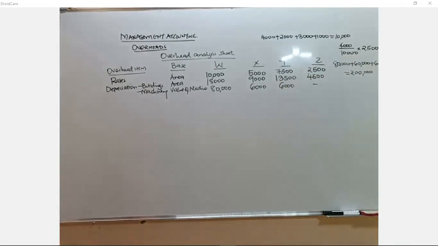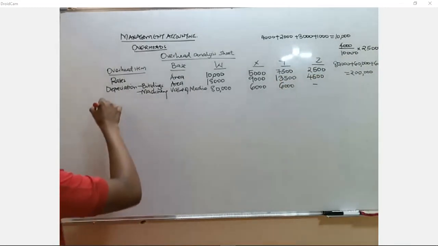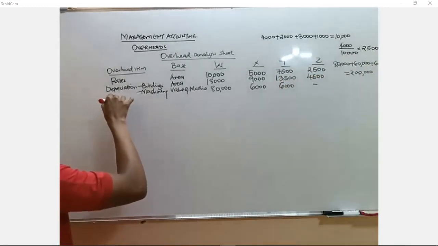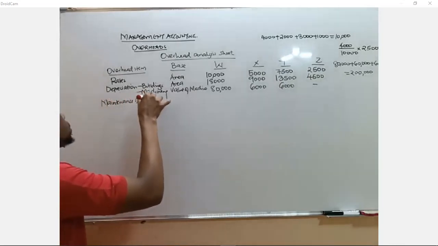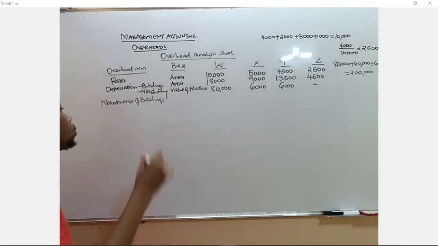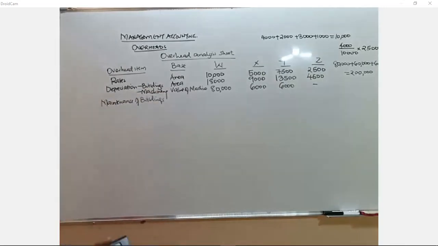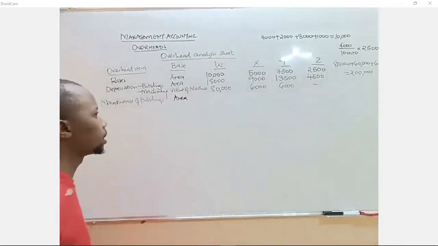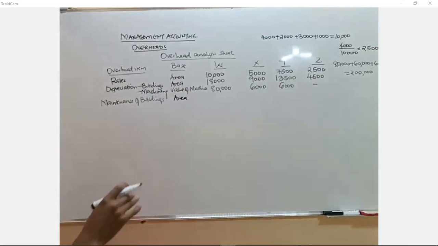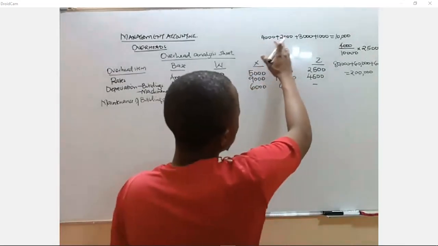After the depreciation, we go to the maintenance of buildings. So when you look at the maintenance of buildings, what are we going to be using to apportion it? When I look at the maintenance of building, nothing else we can use there rather than using the area, right? So how am I going to be apportioning it? We're going to be using the same proportions, right?